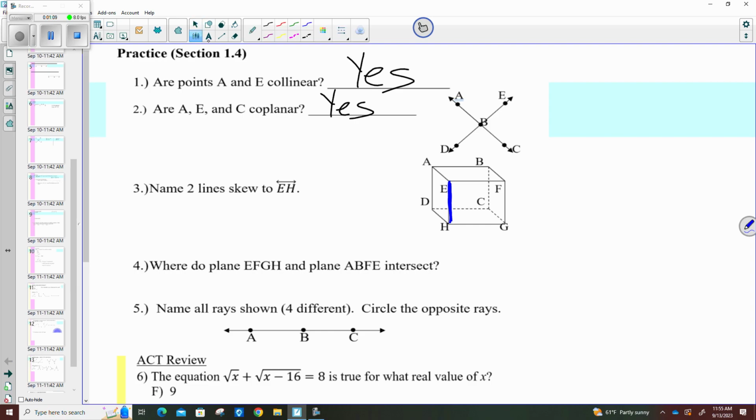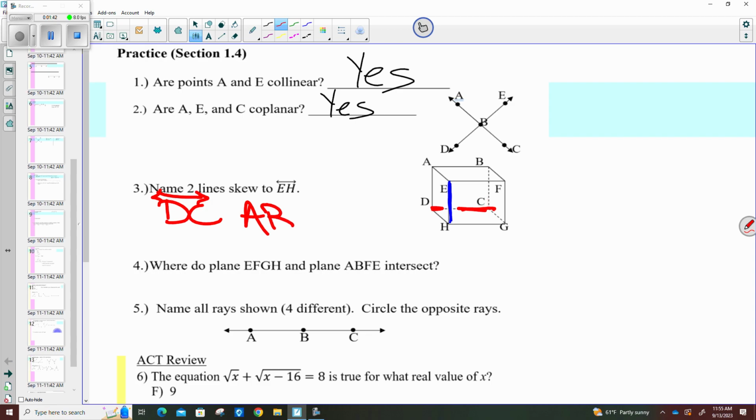DC. And I have a line symbol over the top. Why is it skew? What does it take to be skew? Perfect. Non-coplanar, not in the same plane. Don't intersect, but not parallel. The only way not intersecting and not parallel happens is if they're in 2 different planes. Okay, so there's one. Somebody else give me another one.